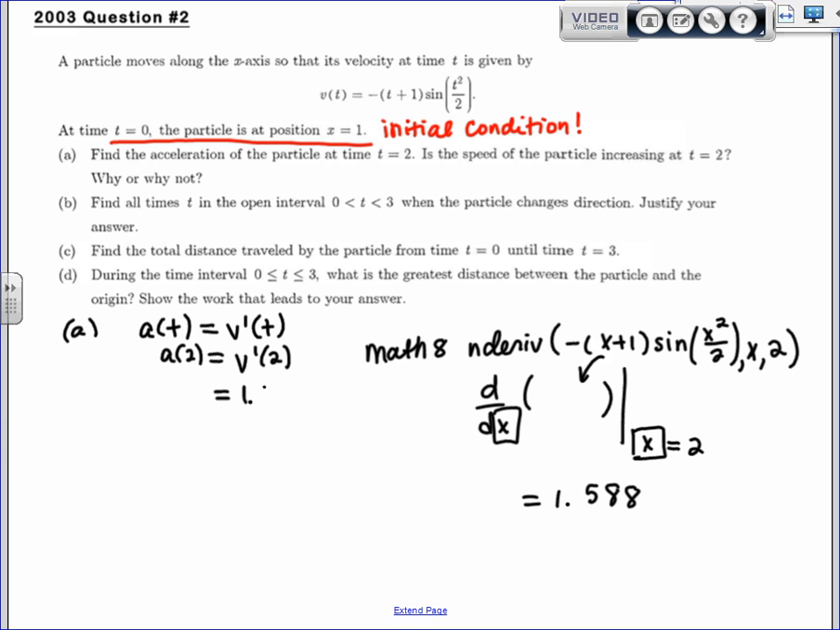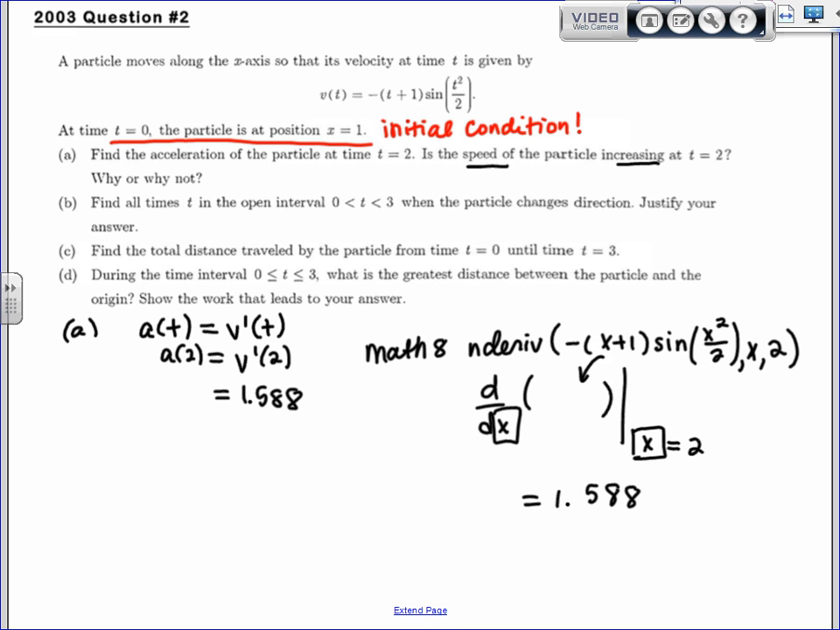All right, so 1.588. Okay, and you always want to look around for units. In this case, there aren't any units. It doesn't say anything about seconds. It doesn't say anything about feet, miles, or anything. So we leave it like that. Now it says, is the speed of the particle increasing at t equals 2? This is a very difficult question.